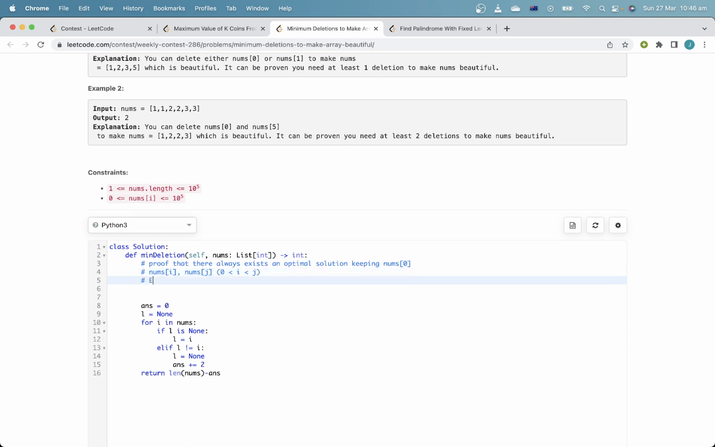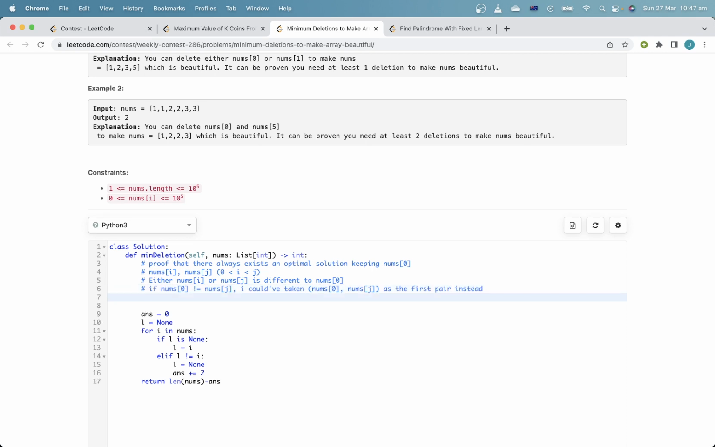Then we have either nums I or nums j is different to nums 0. If nums j was different to nums 0, then I could have replaced nums I with nums 0. If nums 0 is not equal to nums j, I could have taken nums 0 and nums j as the first pair instead. And if nums 0 is not equal to nums I, then I could have taken nums 0 and nums I as the first pair instead.